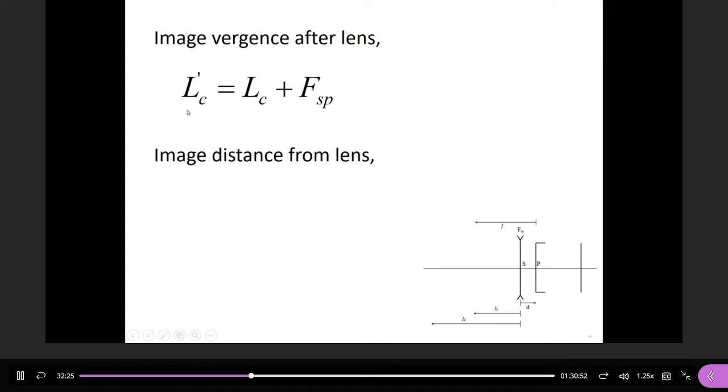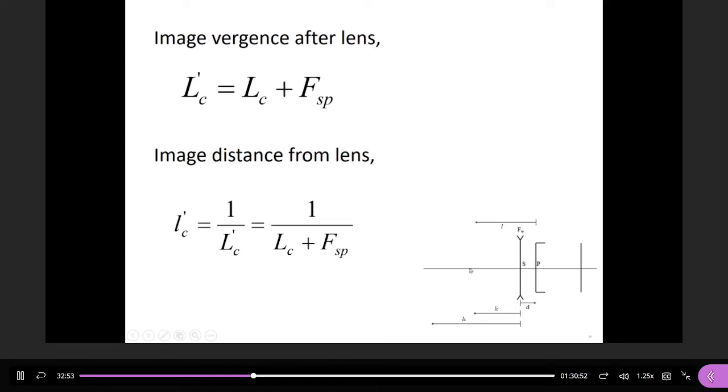LC pi, that means the image vergence. Again, if you take the reciprocal of the image vergence, then you can calculate the small lc pi, which is called the image distance now. Okay, image distance. Okay. So now you know the distance from the lens to the image.